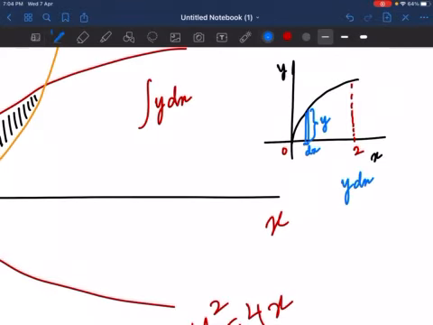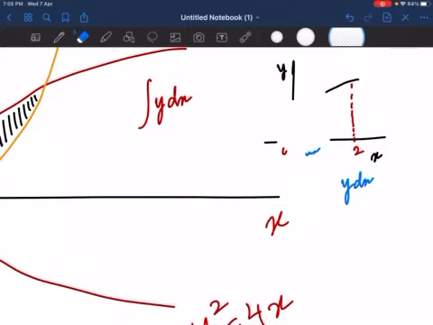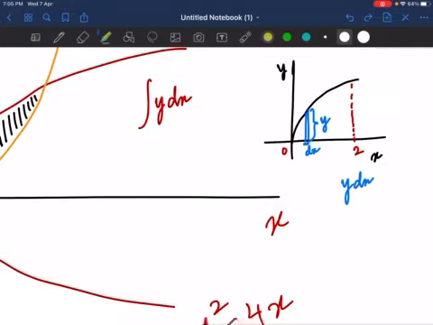Now I told you that my main problem was to find the area of this entire region. In order to find the area of this region, we have to add infinite small rectangles like that. In order to add infinite elements, we use integration. So that's how we get the integration of y dx as the formula to find the area of any given region.